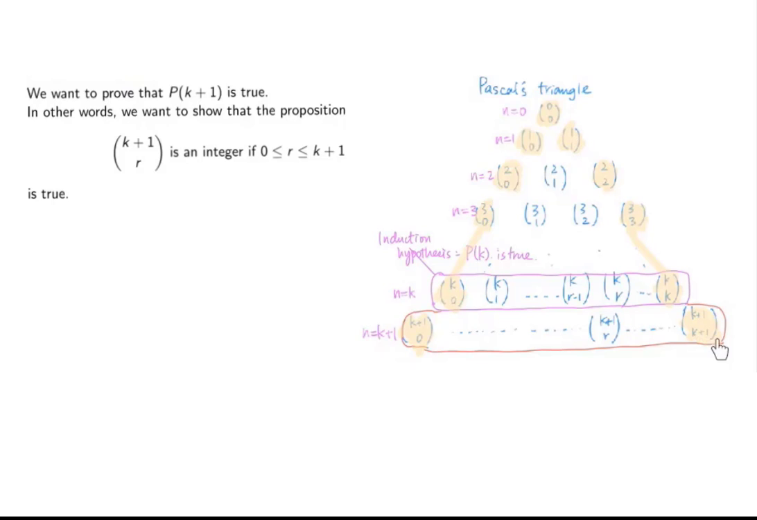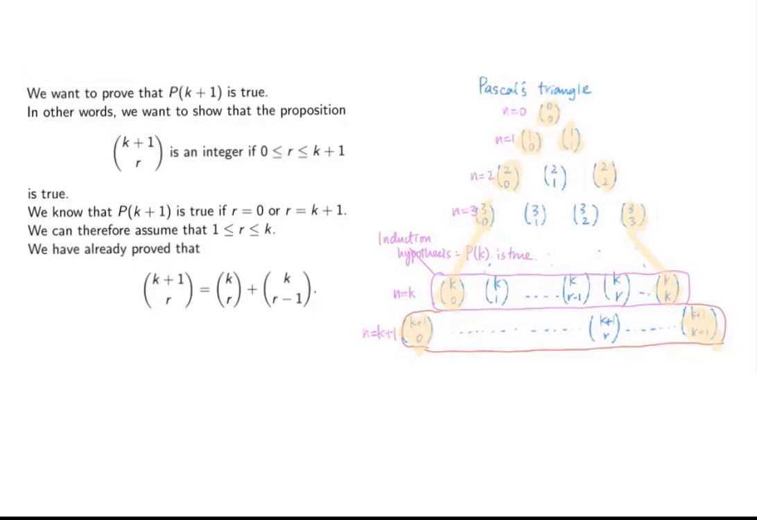In particular, it means that on the (k plus 1)th row, the first number, which is the binomial coefficient k plus 1 choose 0, and the last number, which is the binomial coefficient k plus 1 choose k plus 1, are positive integers. That means the statement P(k plus 1) is true when r is equal to 0 and r equals k plus 1. Therefore, what's left is to show that this statement is true for those r between 1 and k, including these two endpoints 1 and k.